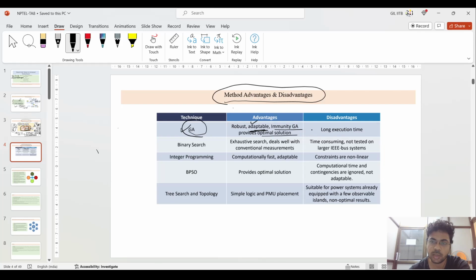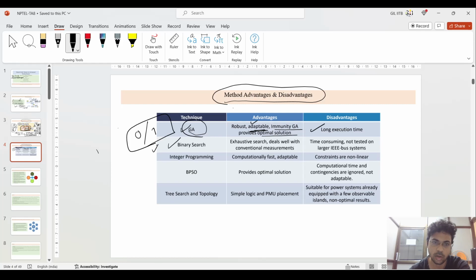And second, GA also provides immunity and provides the optimal solution. But the problem in this is that the learning part is there, so the large education time is there. Because it has to consider the factors which are initially fitted into the system.